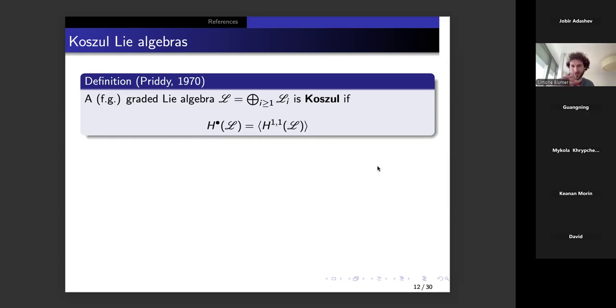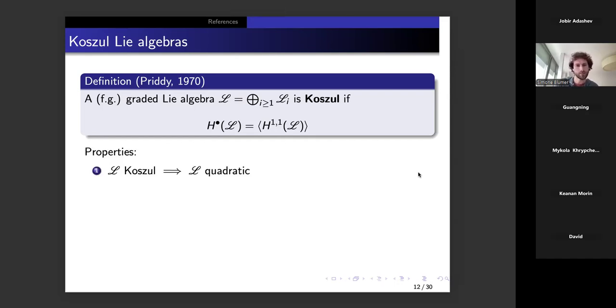Okay, so Stuart Brady defined this class of algebras, which he called homogeneous Koszul. We will call them just Koszul Lie algebras. And a Lie algebra is Koszul when its cohomology ring is generated by its elements of degree 1.